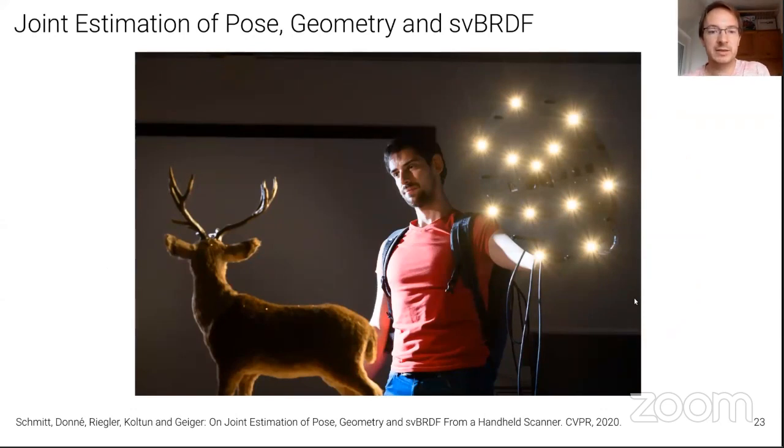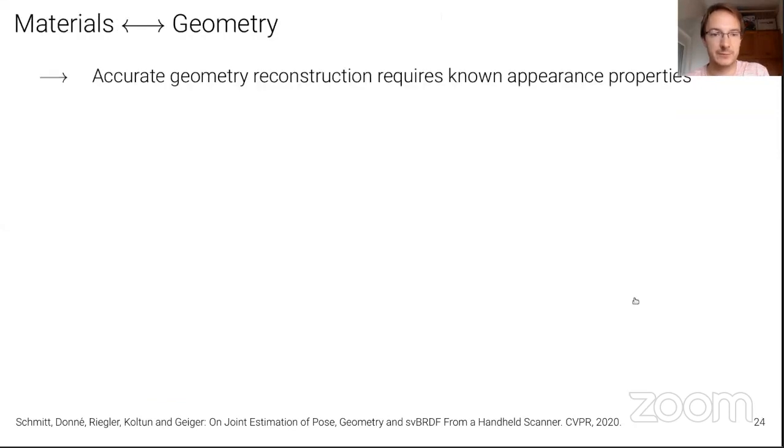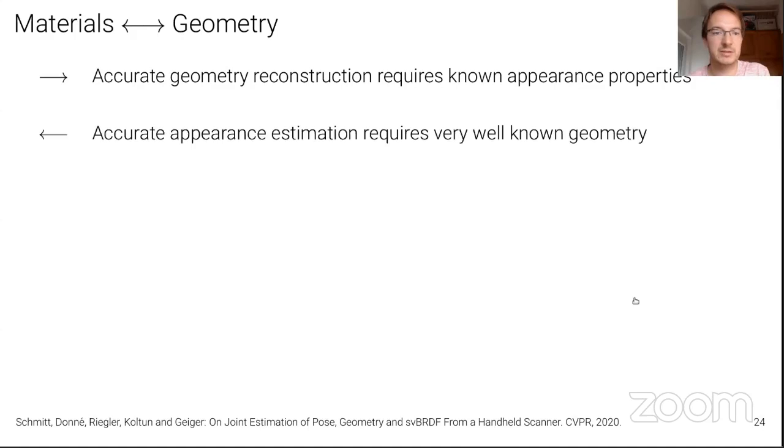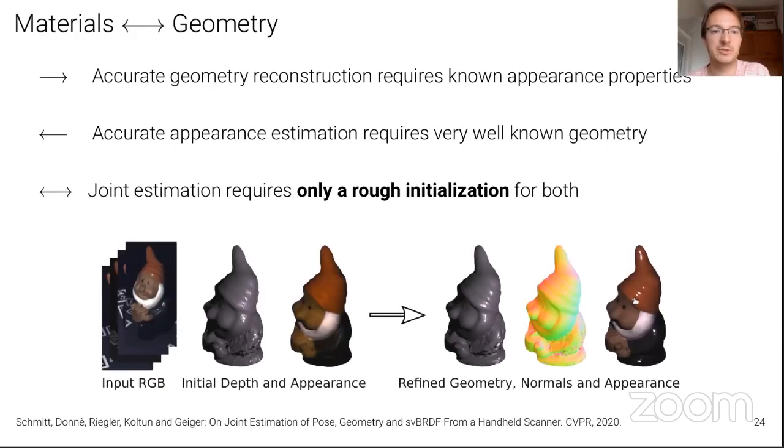And then we take this handheld device and go around and scan objects, and ultimately we like to scan entire rooms and buildings with that. We formulated an approach where both materials and geometry are estimated jointly. If we want to estimate accurate geometry, we require to know the appearance properties precisely. But vice versa, if we want to estimate the appearance, we need to know the geometry precisely. That's why we try to formulate both tasks jointly, where we just provide a rough initialization for both and can come up with a precise inference result of all quantities.